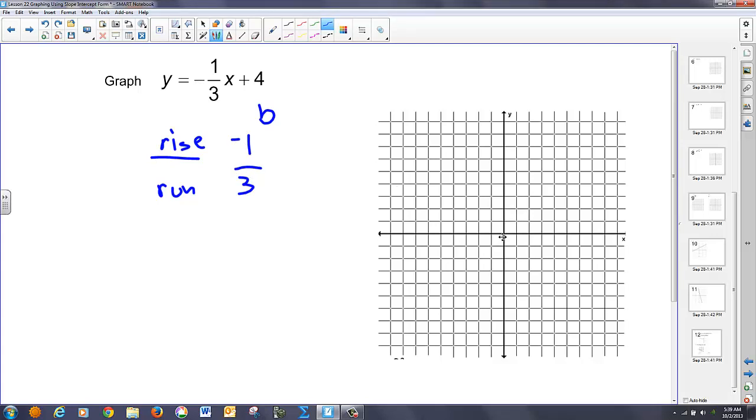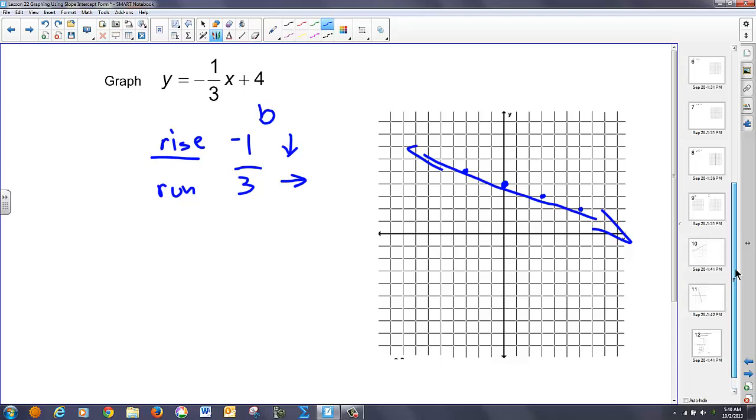So what I'm going to do is go up to 4, 1, 2, 3, 4, put a dot there, and then the slope tells me to go down 1 and to the right 3. So if I go down 1 to the right 3, I can do that twice if I wish. I could even go up 1 and back 3 if I chose to put the negative on the bottom. Put that there. Then connect the dots, which I did pretty poorly, but you get the idea. And there's my line.